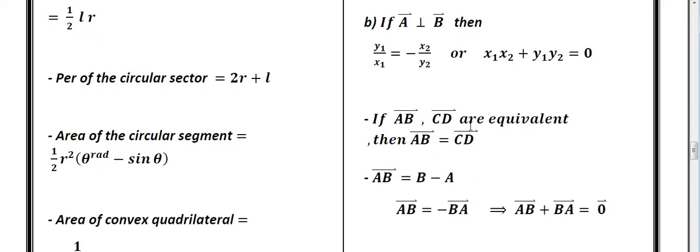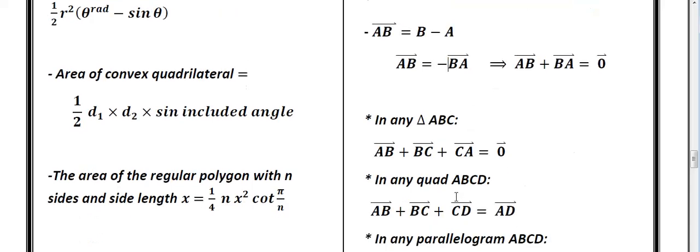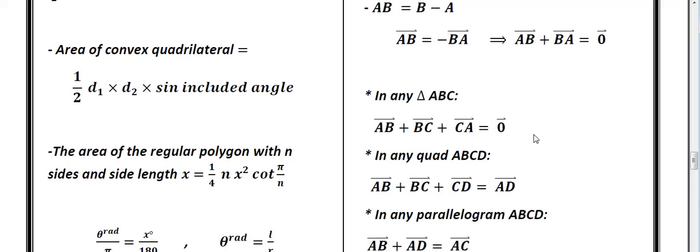If vector AB and vector CD are equivalent, it means vector AB equals vector CD in length and direction. We have vector AB equals B minus A. We subtract point A from point B to find vector AB. And you must know vector AB equals negative vector BA; we write the inverse of a vector with a negative outside. Also vector AB plus vector BA equals 0. In any triangle ABC, AB plus BC plus CA equals the zero vector.